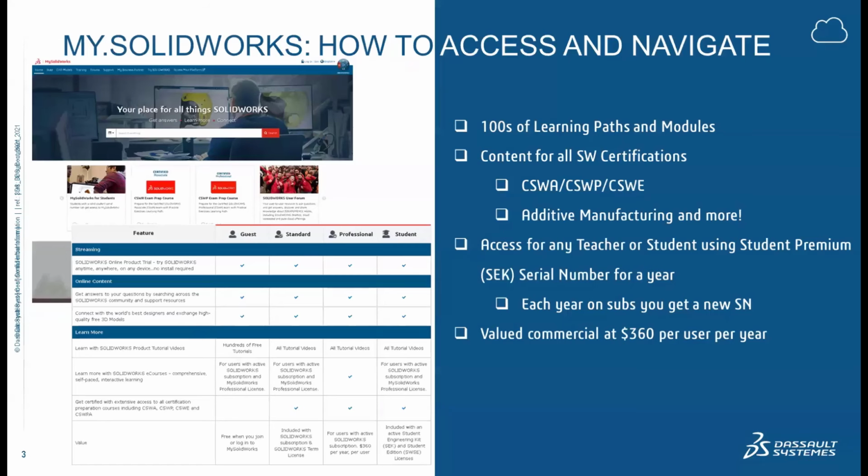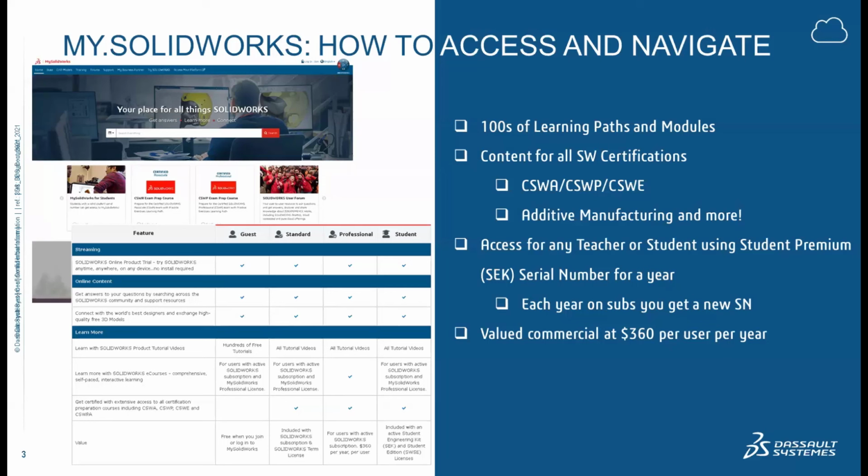So to start us off, let's talk about My SolidWorks. We're going to go into how to access, how to navigate, and just talk a little bit more in depth of what's included. So for those who are already aware, My SolidWorks has hundreds of learning paths and modules that you can access for free, or let's say when you're on subscription. The content is for all the different certifications we have: CSWA, CSWP, CSWE, and for those who don't know what that is, that's Certified SolidWorks Associate, Professional, and Expert, as well as other ones like additive manufacturing, and much more.